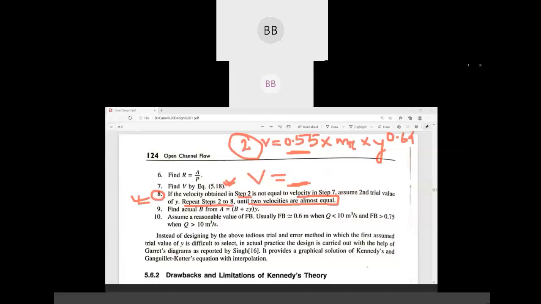So it is nothing but: if the velocity obtained in step 2 is not equal to the velocity in step 7, assume a second trial value of y, repeat steps 2 to 8, meaning from step 2 to step 8, until the two velocities are almost equal.